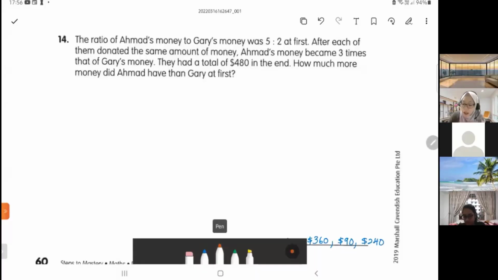Okay, the ratio of Ahmad's money to Gary's money was 5:2. At first, see, they gave you "at first" already. They tell you this is at first, okay? After each of them donated the same amount of money, Ahmad's money became 3 times that of Gary's money. They had a total of 480 in the end. How much more money did Ahmad have than Gary at first? Okay, I want to apply the BCA. What type of BCA? I will tell you in a while. BCA.